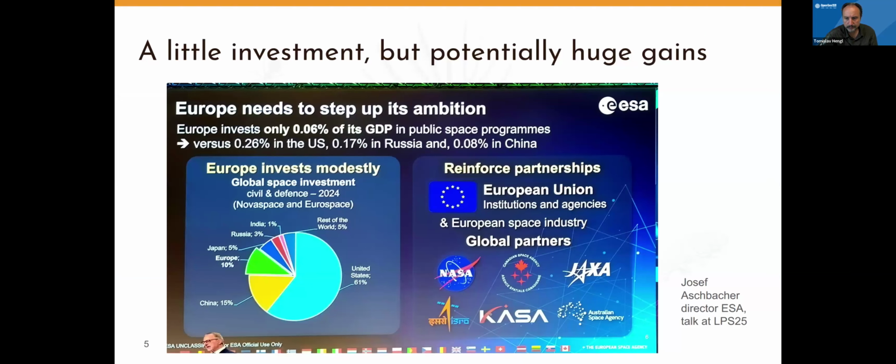I was just at the Living Planet Symposium in Vienna last week, which is a fantastic event, almost 8,000 people. And Josef Aschbacher, director of ESA, had this slide where he shows that Earth observation is a very small investment for a European citizen. It's only about 0.06% of GDP. But it has potentially huge gains, and we still invest much less than the US from their GDP. I think they're at 0.26, which is almost 4 times more. So it's a low investment, but it has a lot of potential huge gains.